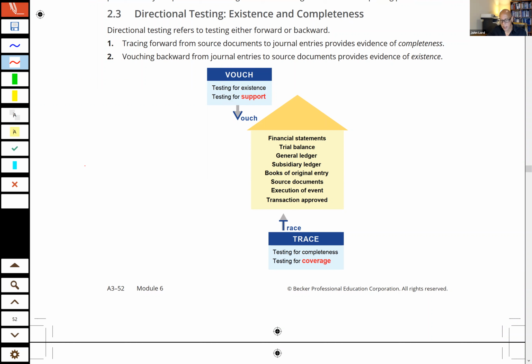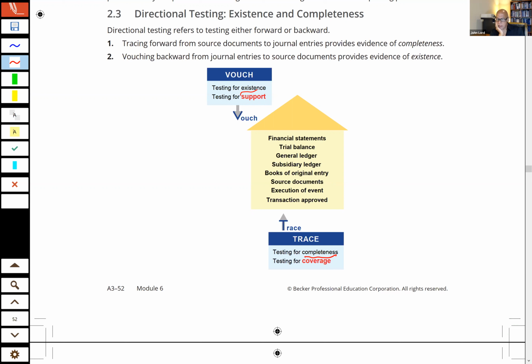Okay, now I don't like this graph at all for 2 reasons. One, they're using this word vouch and trace, and vouch is used for existence and trace is used for completeness. And what I don't like about this is they're lulling you into a sense that all you have to do, they even draw a little picture with a V and a T there. And I got drunk one night and looked at this and it still didn't make any sense to me.